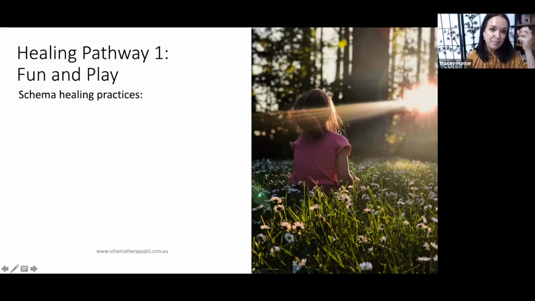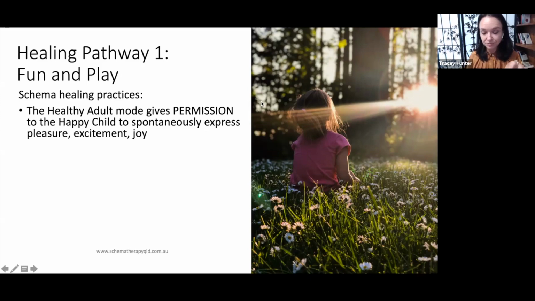So healing pathway 1. If you discover that there's unrelenting standards, that your clients are very high stress, perfectionistic, got a lot going on on their plates, that they're under so much stress, in that sort of sympathetic nervous system response, that that is blocking intimacy and connection in the relationship. So here are some schema healing practices that we might do with these clients.